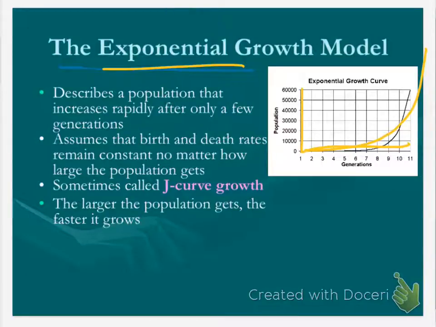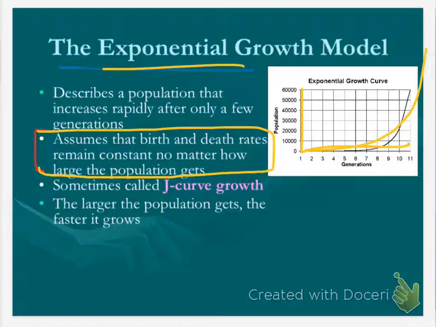We're going to talk about two different growth models today, exponential and logistic. And for each of them, I want you to very carefully look for the word assume. Because in each of them, there is some underlying assumption. In the exponential growth model, here's the assumption. It assumes that no matter how big this population gets, the birth rate doesn't change, and the death rate doesn't change. So if that happens, guess what? Right off the charts.